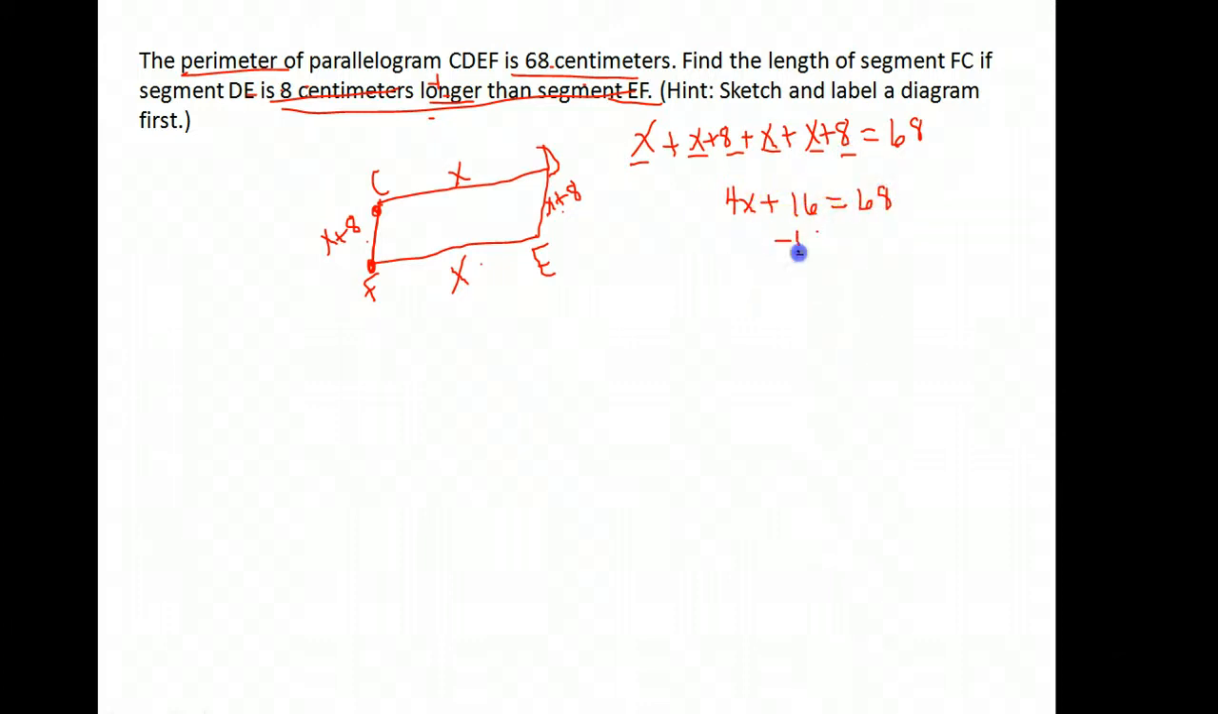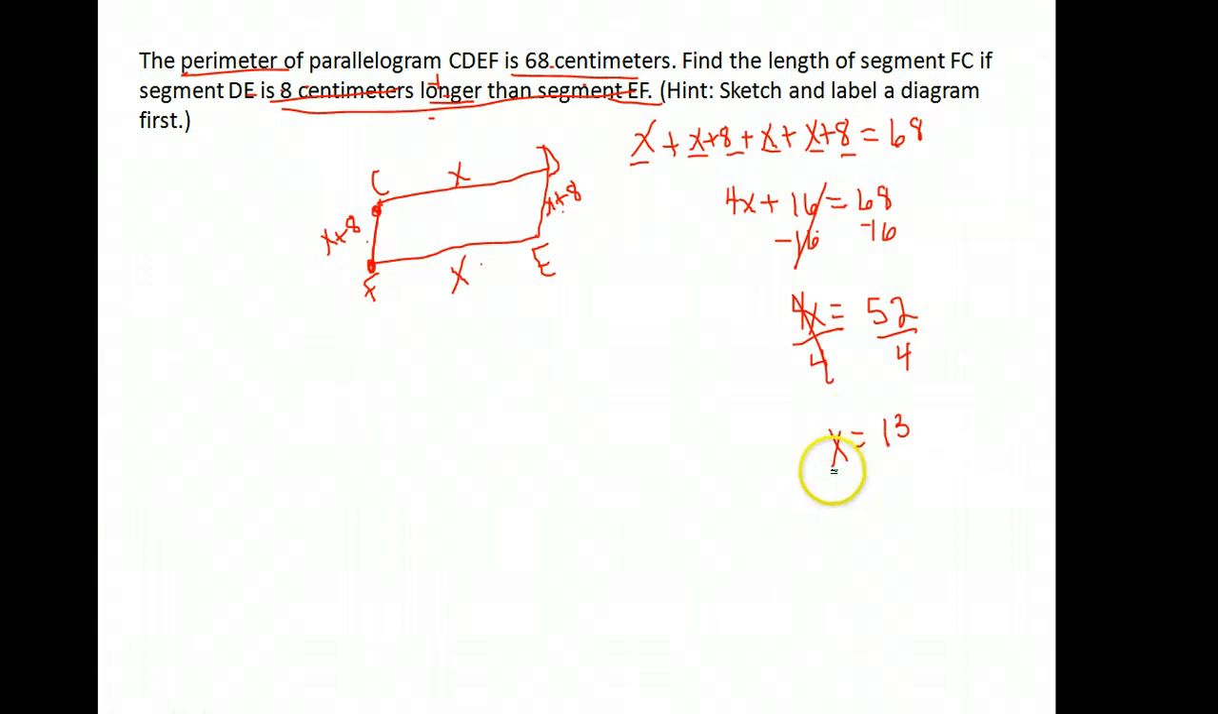We want to solve, so we're going to subtract 16 from both sides. Try and get that x all alone. That gives me 52. And finally, 4 times x, I do the opposite and divide both sides by 4. And I get 52 divided by 4 is 13. x is 13. Is that my answer?